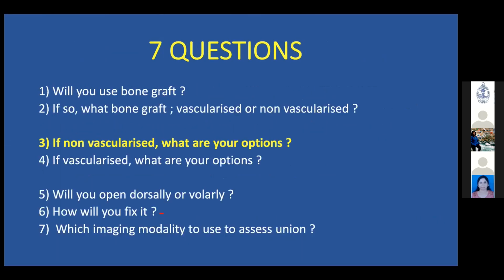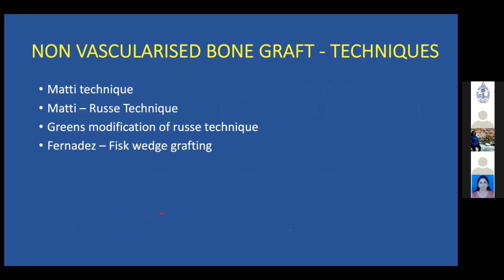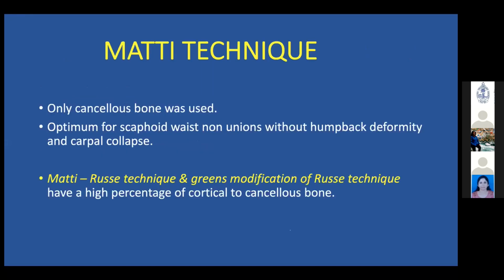So next is, if we are using a non-vascularized graft, what are our options? We talked about the source of graft, iliac and radius. Now we are talking about the techniques. We have 4 techniques. One is the Matti technique. Next is the Matti-Russe technique. Third is the Green modification of the Russe technique. And next comes the Fernandez-Fisk wedge grafting.